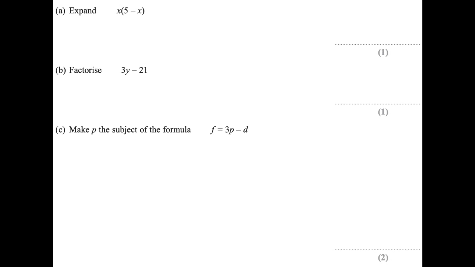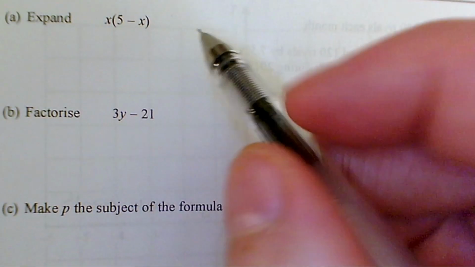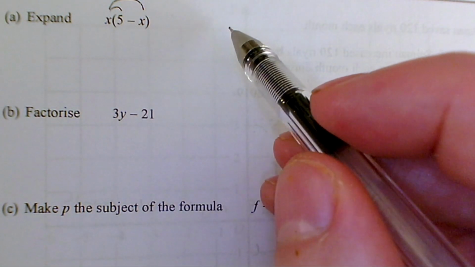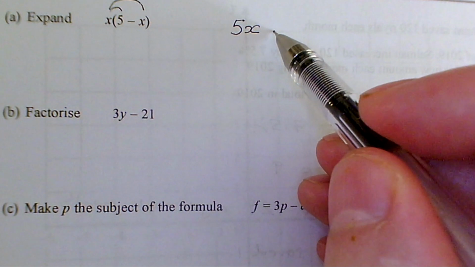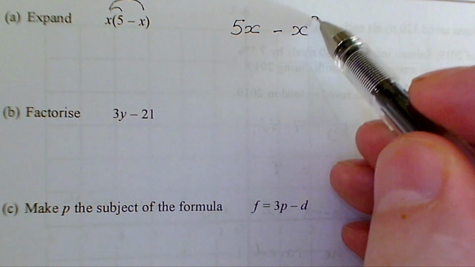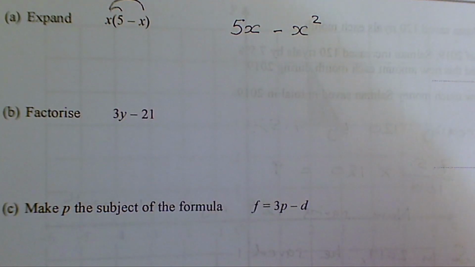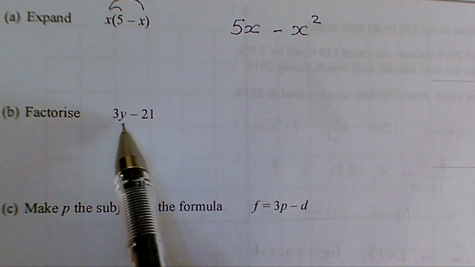So the first question here is an expansion of the bracket, so we've got to multiply these numbers or letters together. So x times by 5, but don't forget the x also multiplies the other term inside the brackets. It must multiply, in fact, all the terms in any bracket. So 5 times x is 5x, and x times by x is x squared, and of course it's a negative there, so that would be the answer.